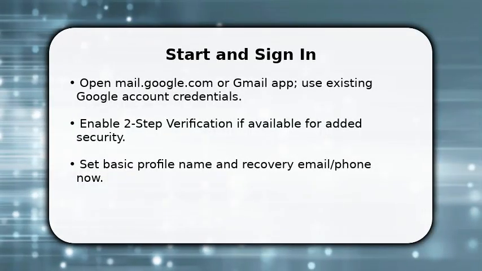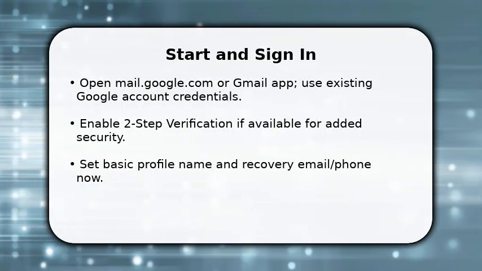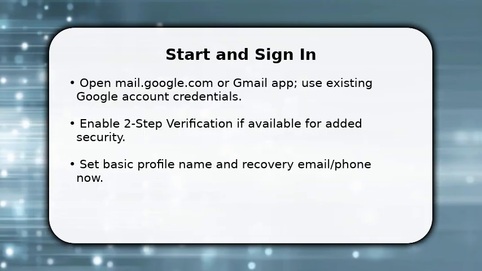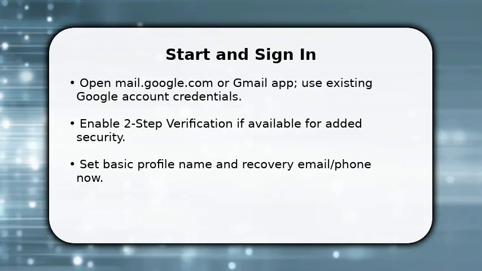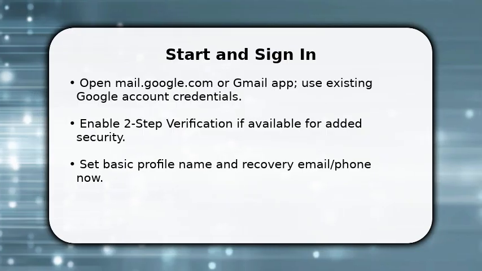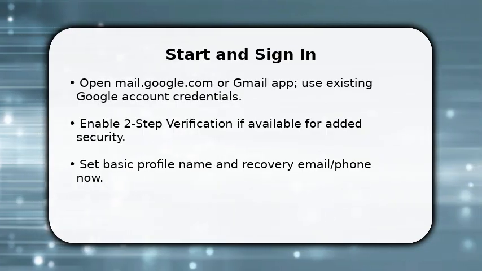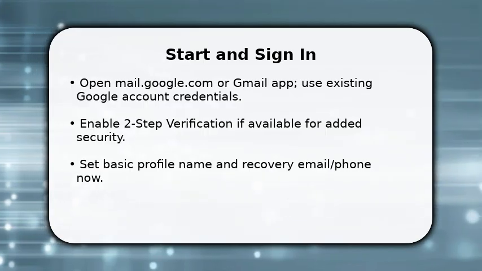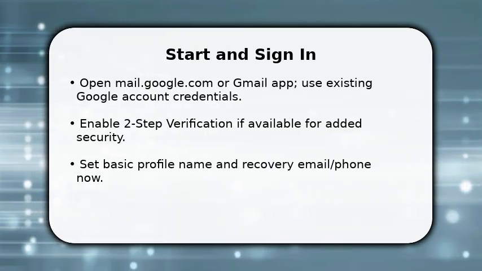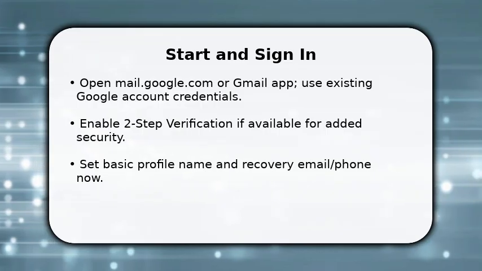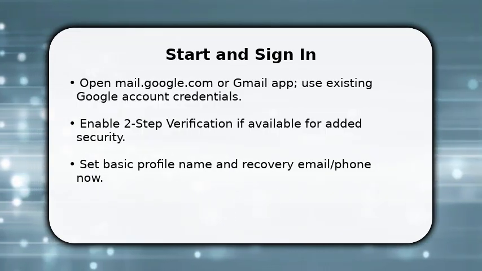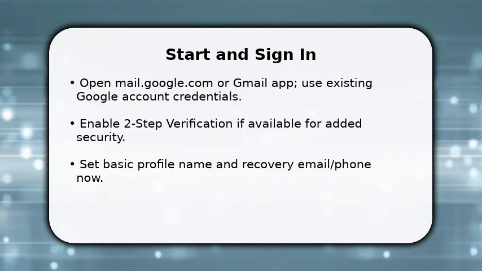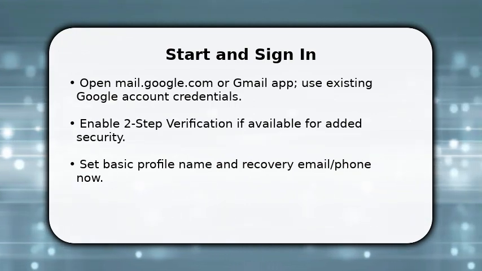You're going to sign in and secure access first. Open Gmail on web or app, enter your Google email and password, then complete any two-step verification prompts. This prevents unauthorized access. Once signed in, make sure to add or confirm a recovery email and phone number so you can regain access if you get locked out. Also, set your display name in settings to control how recipients see you. These immediate steps stop problems later and get you to your inbox fast.